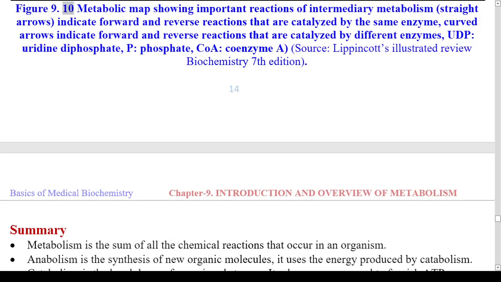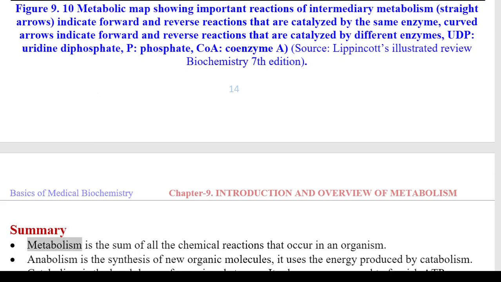Figure 9.10: Metabolic map showing important reactions of intermediary metabolism. Straight arrows indicate forward and reverse reactions that are catalyzed by the same enzyme. Curved arrows indicate forward and reverse reactions that are catalyzed by different enzymes. UDP, uridine diphosphate; P, phosphate; CoA, coenzyme A. Source: Liaquat's Illustrated Review Biochemistry, 7th edition.